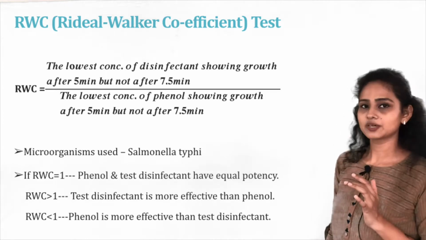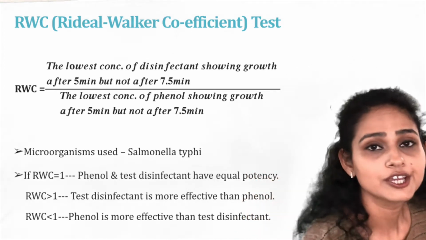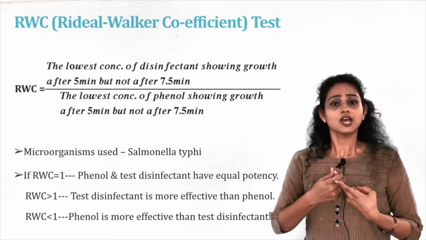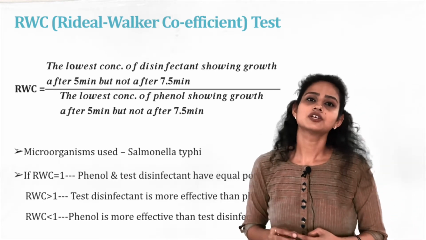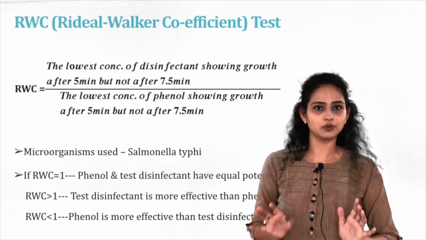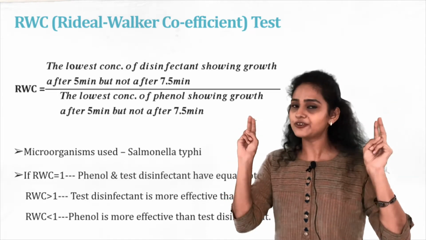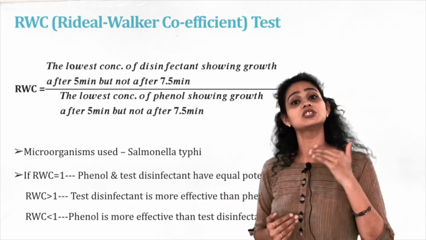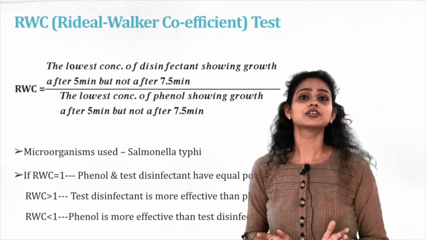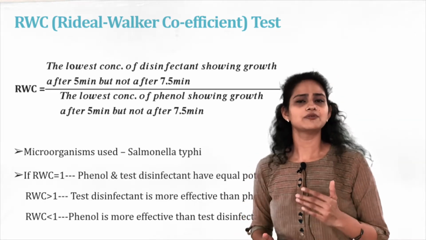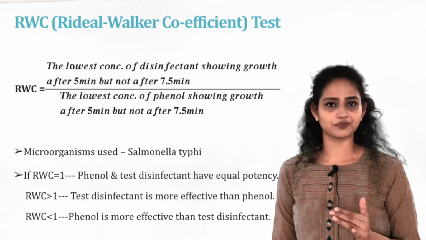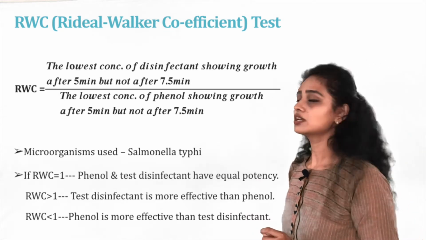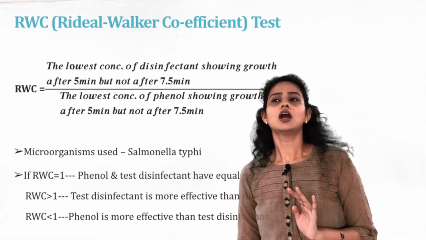So what is the basic thing in RWC, or if we talk about phenol coefficient test, then you have to choose two substances. First will be your phenol and second will be your disinfectant. In this phenol coefficient test, we are going to consider phenol as the most efficient disinfectant, and we are going to compare each and every disinfectant with this phenol, and we will be checking whether they are effective or not. We have certain criteria by which we can decide whether phenol is more efficient or the disinfectant is more efficient. So yes, this is the formula which you need to remember. Now, the microorganism used in this method is Salmonella typhi.